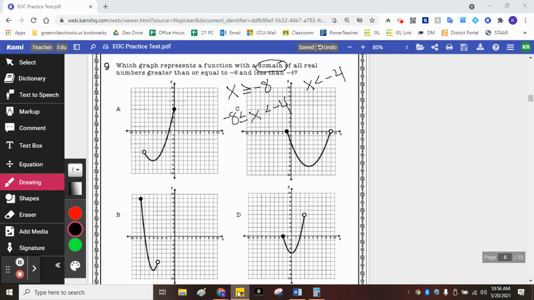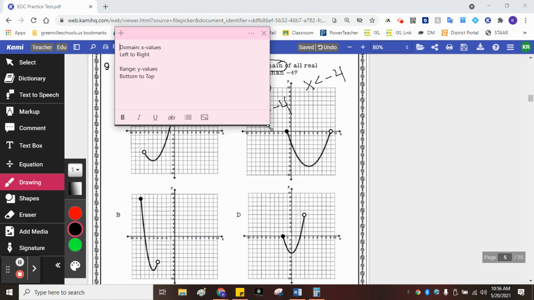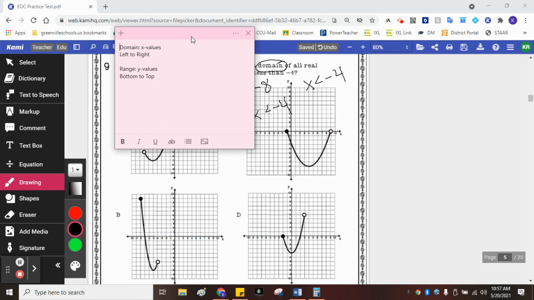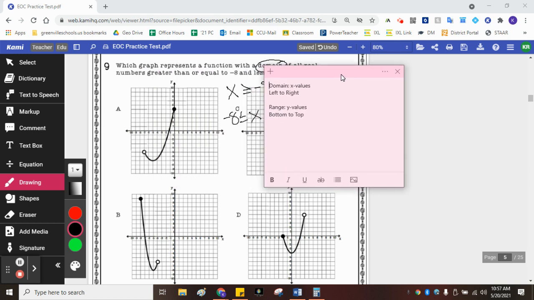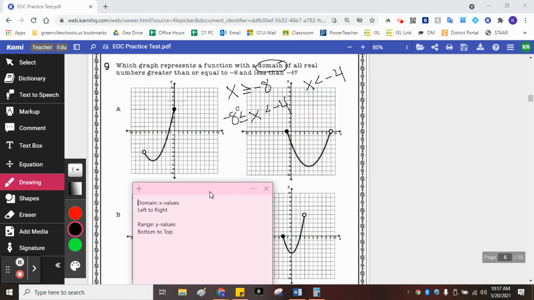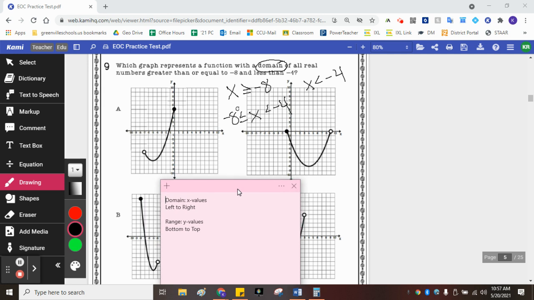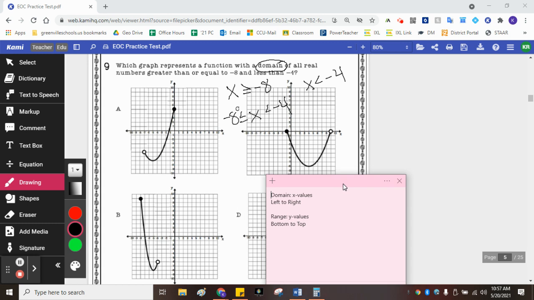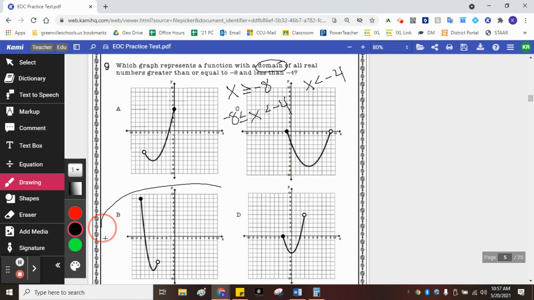So I'm going to get my Post-it note out. Domain is X values. I use this Post-it note a lot. Closed at -8. So at -8 right there. It's not even at -8. Not that one. -8. Where's the graph? It's not even at -8. Not that one. -8. Okay. -8 and closed. -4 and open. Good. This one is not right at all. So it's B.